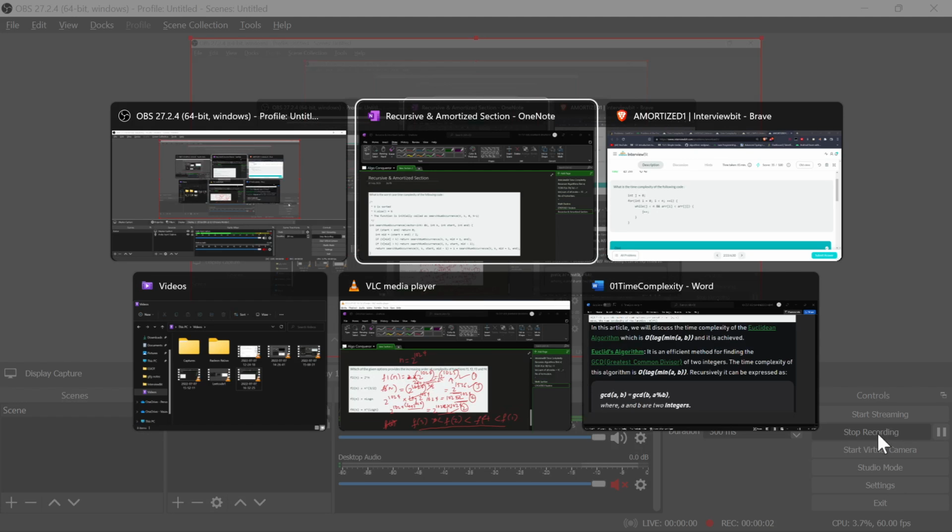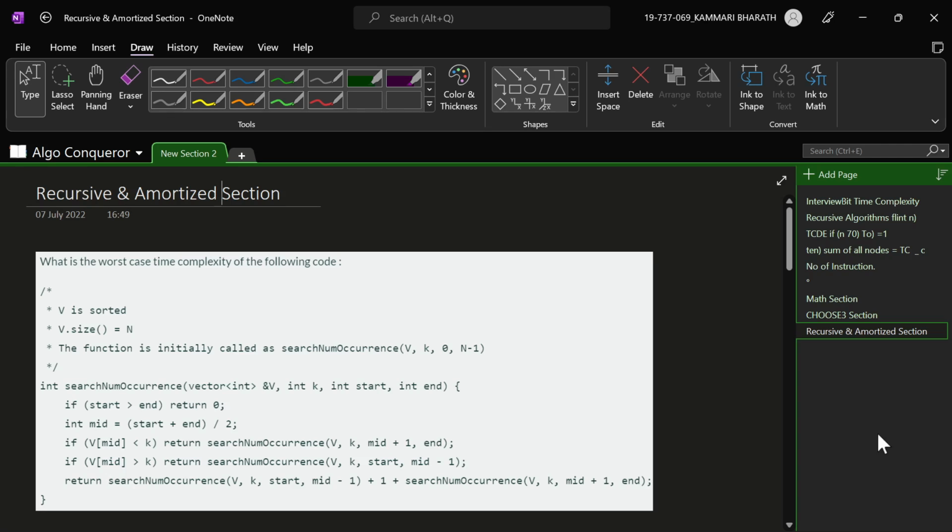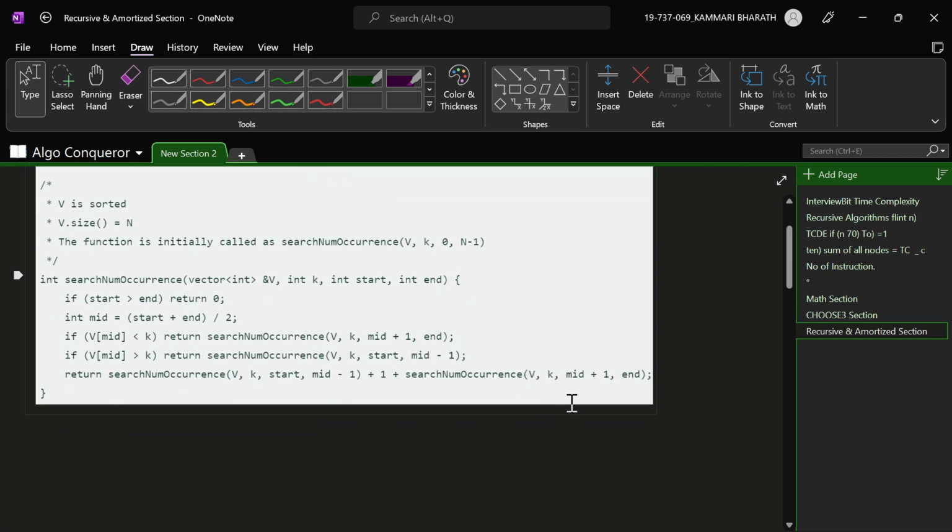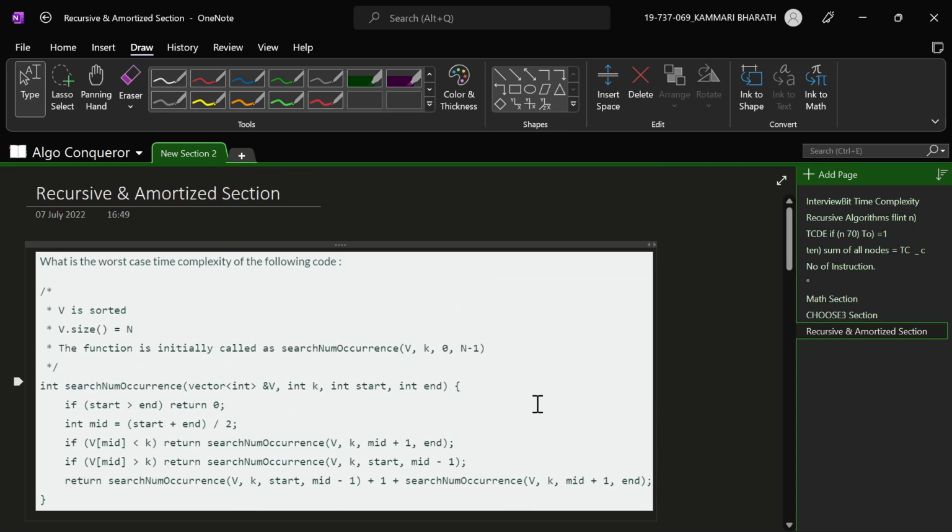Hello everyone, we are almost going to end the section on time complexity. This is the final section. I have merged the last two sections, the recursive section and the amortized section. In total, there are 4 problems. We are going to solve them one by one.